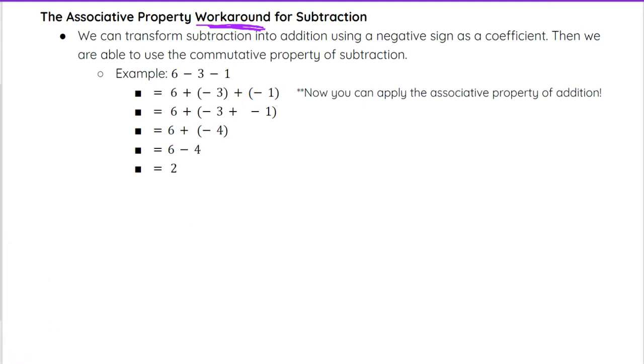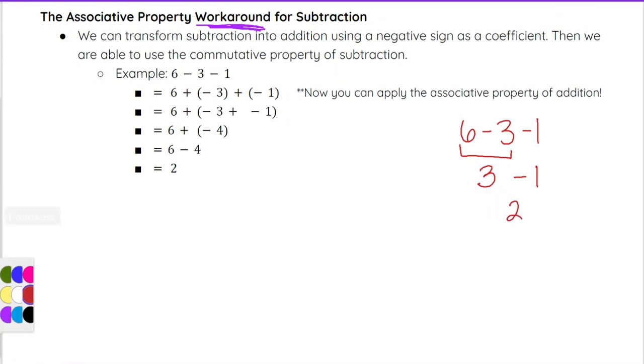So we have 6 minus 3 minus 1. And remember, if we do 6 minus 3 minus 1 in order from left to right without changing the order of the numbers or the grouping of the numbers, 6 minus 3 is going to be 3. And then we subtract 1. 3 minus 1 is 2. So if we do this correctly, we will get 2 as our answer.